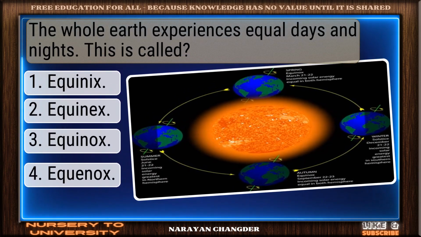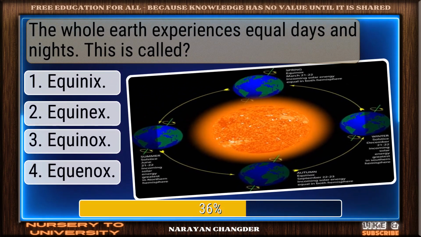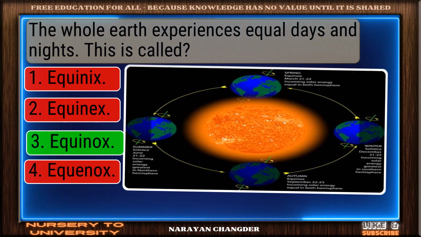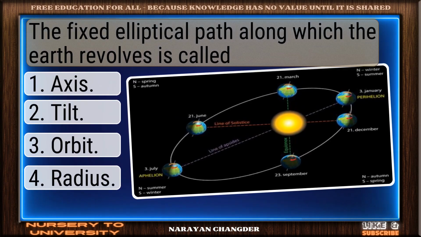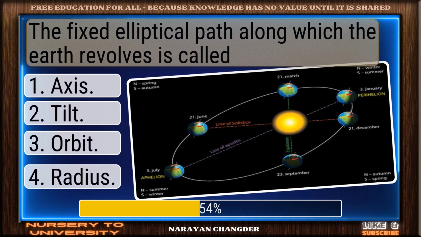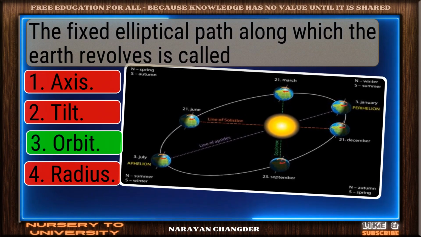The whole Earth experiences equal days and nights. This is called? Bravo! Equinox is the answer. The fixed elliptical path along which the Earth revolves is called? Right again. Orbit is a valid answer.